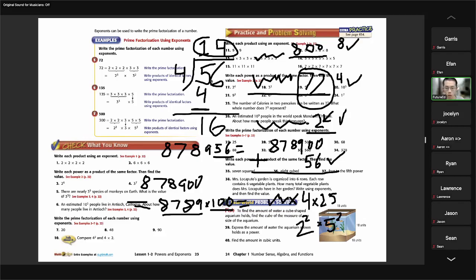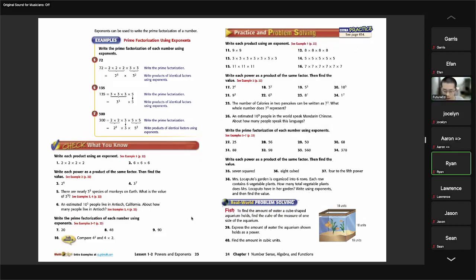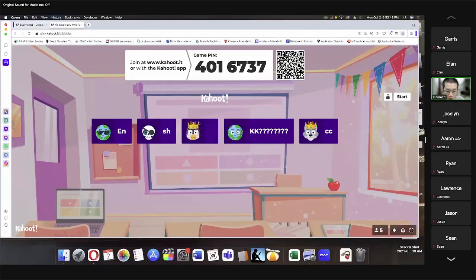So would you like to start the Kahoot and clear the screen? Okay, let's start the Kahoot then. Hopefully everyone's logged in. I think we only have like 5 people, 4 people. So if you can all get logged in right away, we can get started.